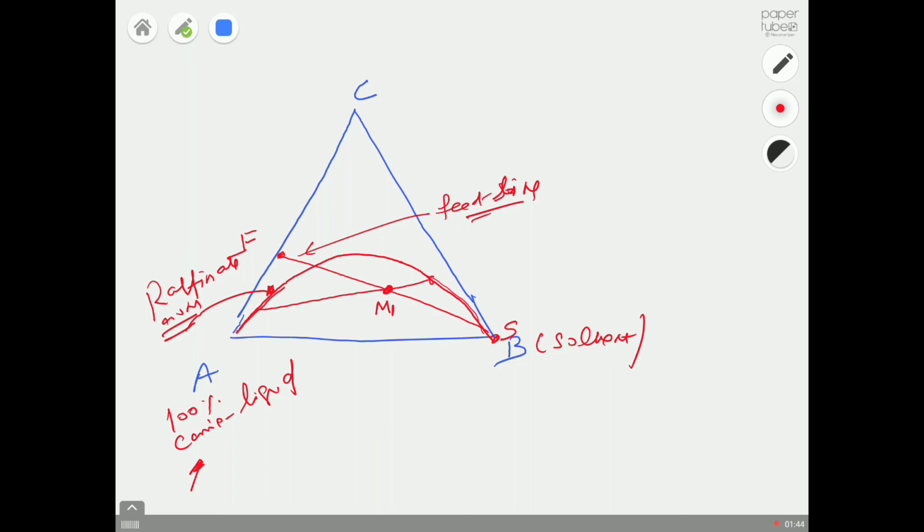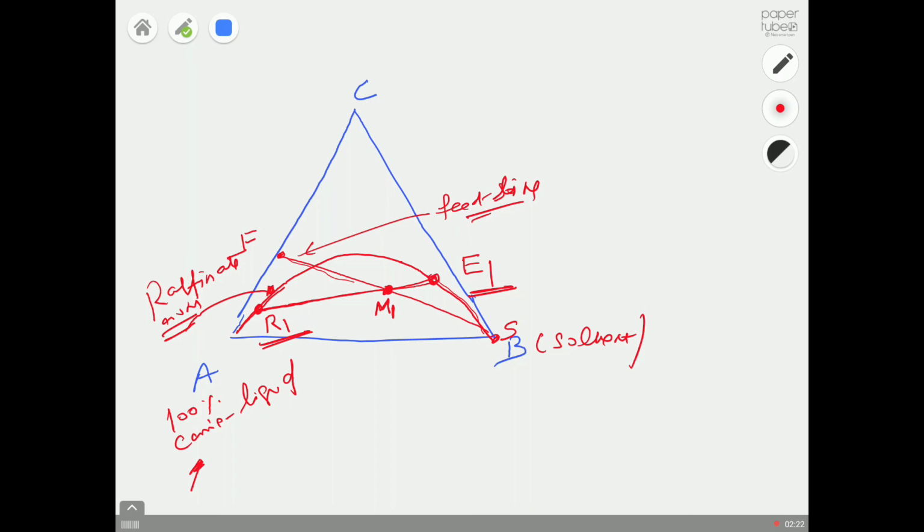If you have a feed line and some point, that will be your mixture. Any tie line that cuts through that particular point M1 will touch your liquid-liquid equilibrium line on the extract side at E1, and then it will touch your liquid-liquid equilibrium line on the raffinate side at R1. We will realize that when we solve the problem. So I think this is enough.